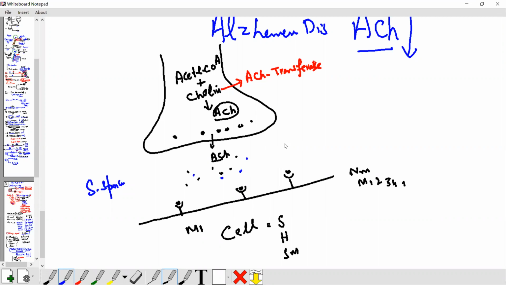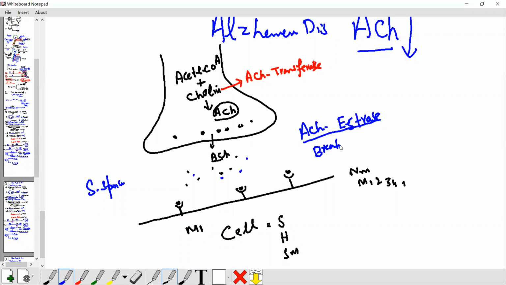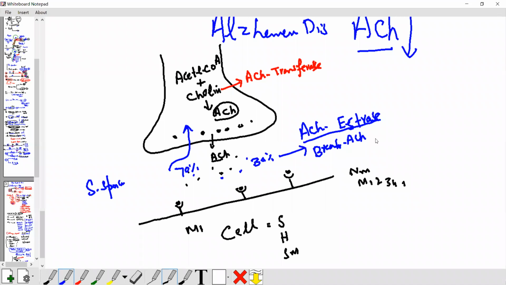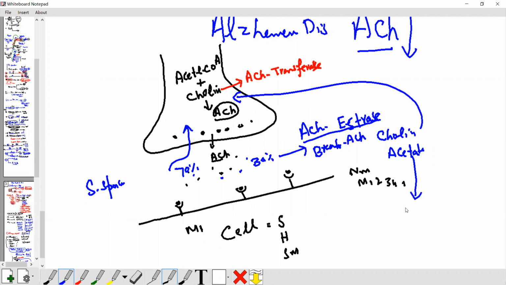After its action, acetylcholine is broken down by the enzyme acetylcholinesterase. This enzyme breaks acetylcholine. After action, 70% of the acetylcholine goes back and 30% is broken. It breaks into choline and acetate. The choline goes back to the nerve, and the acetate is a waste product that must go out in urine. So this is the breakdown.